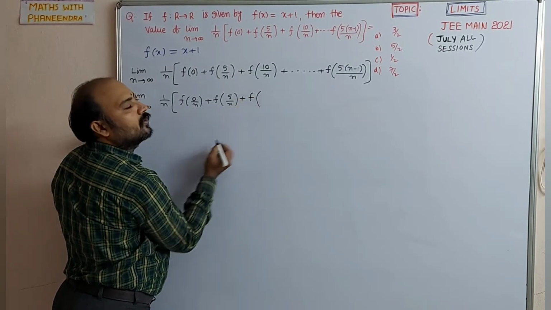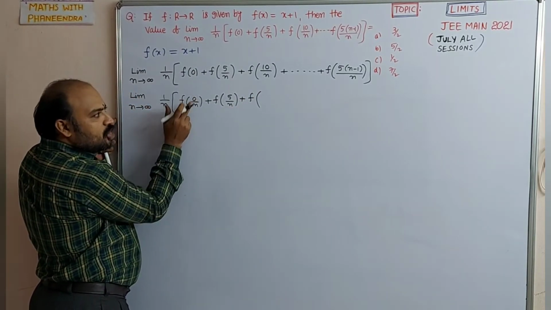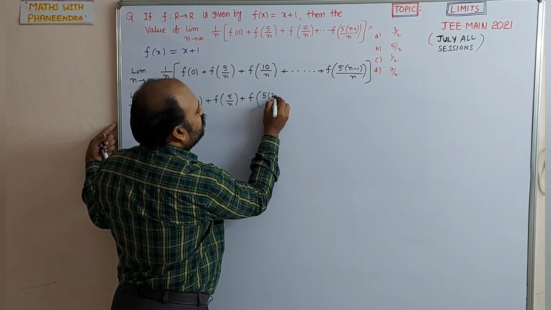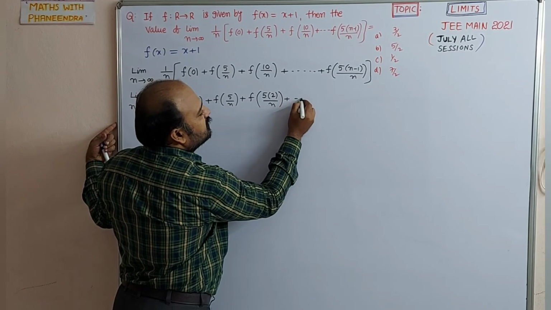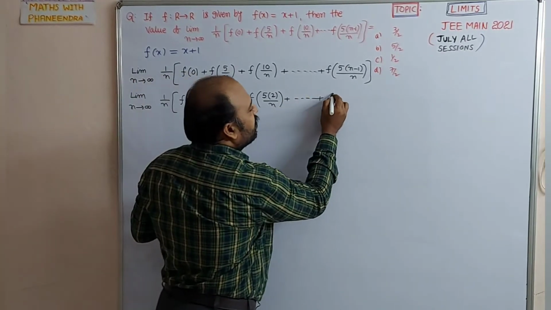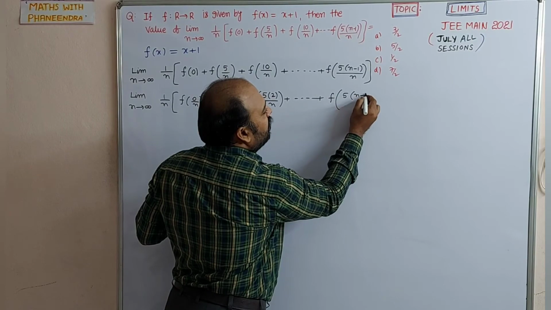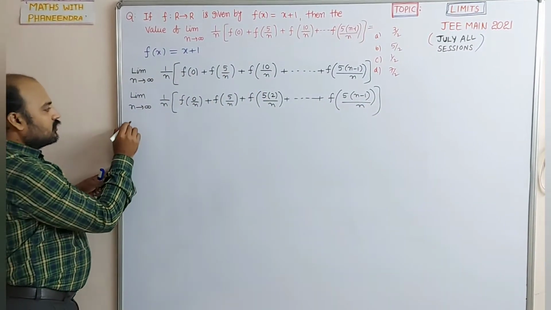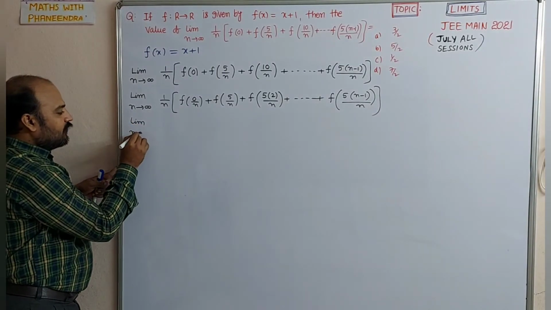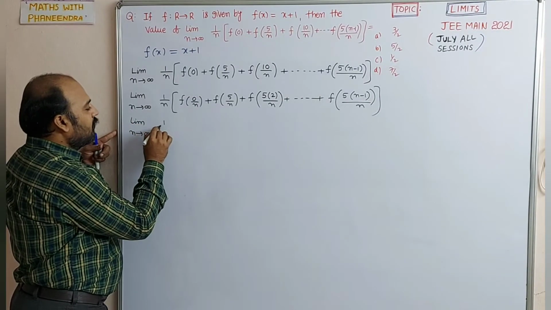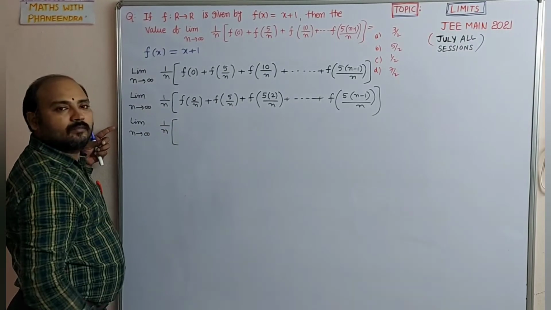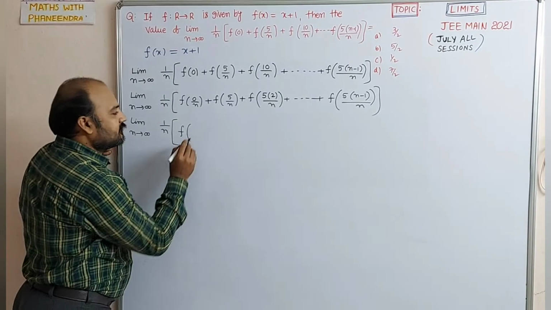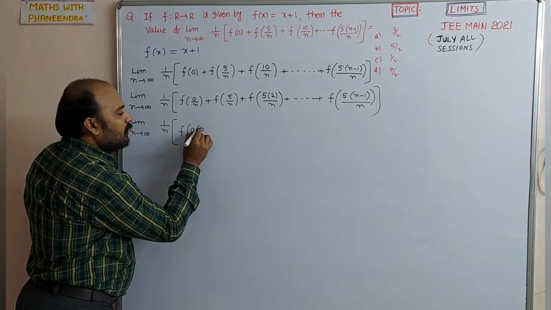plus f of 0 by n. In the next step I'll write better. 5 into 2 by n we can write, plus and so on. Last one f of 5 into n minus 1 divided by n. So limit n tends to infinity 1 by n f of, this can be done as 0 into 5 by n.